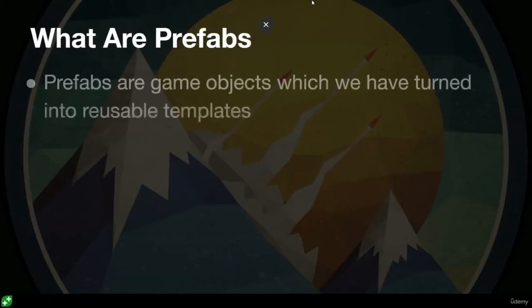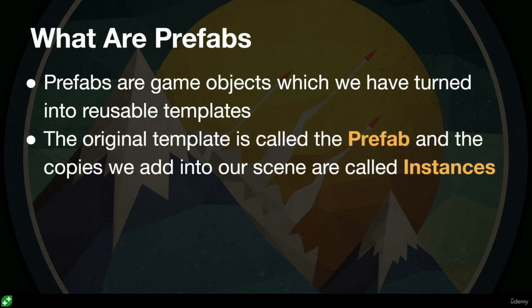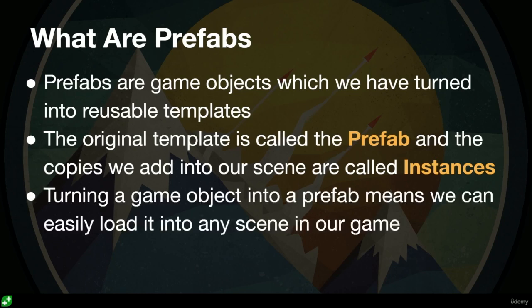So what are prefabs? Prefabs are game objects which we've turned into reusable templates. And the original template is called the prefab, and the copies we add into our scene are called instances, and we'll play around with both of those in a moment. And turning a game object into a prefab means a lot of things, but one important thing it means is we can easily load that prefab into any scene in our game.